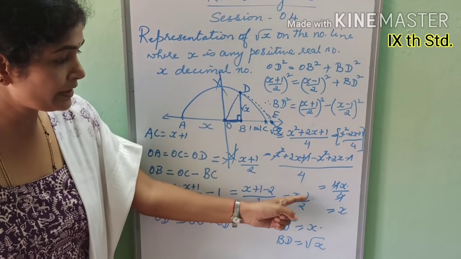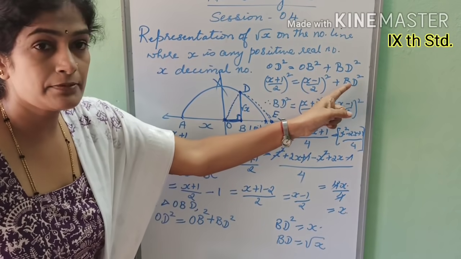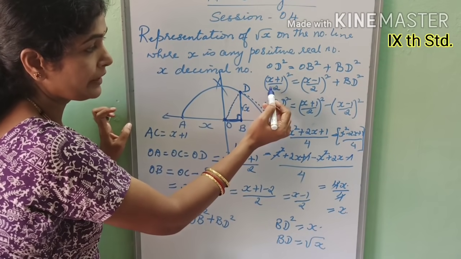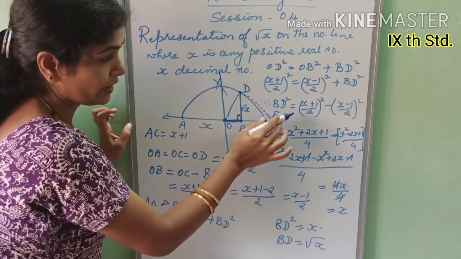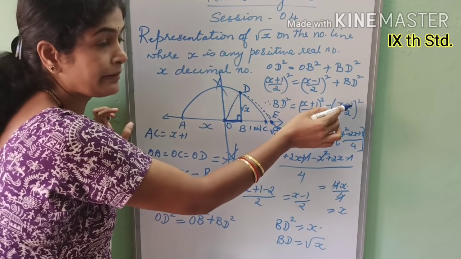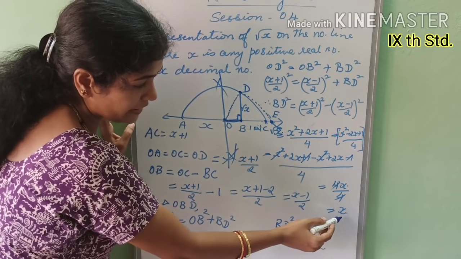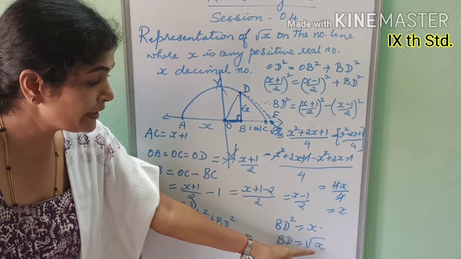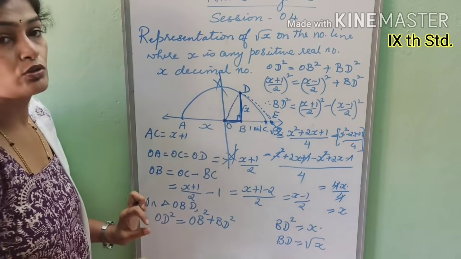OB is (x minus 1) by 2. (x minus 1 by 2) whole square plus BD square. Now BD square is equal to what? (x plus 1 by 2) whole square minus (x minus 1 by 2) whole square. Now use the identity (a plus b) whole square and (a minus b) whole square. Expand them, simplify it, then you are getting BD square is equal to x, whereas BD will be root x. So this line which you have drawn represents root x.